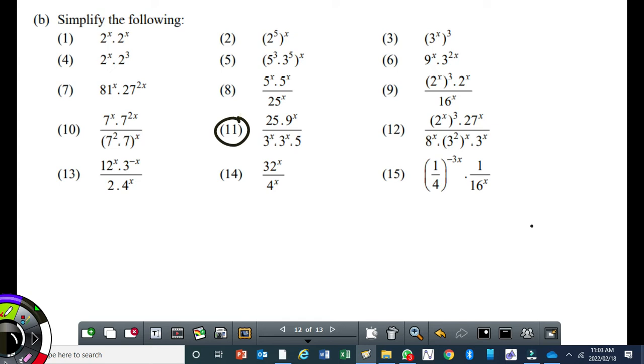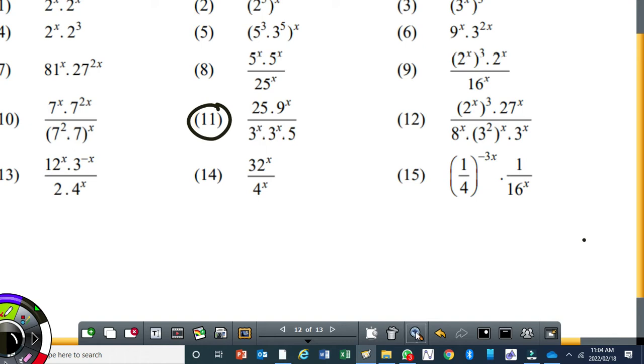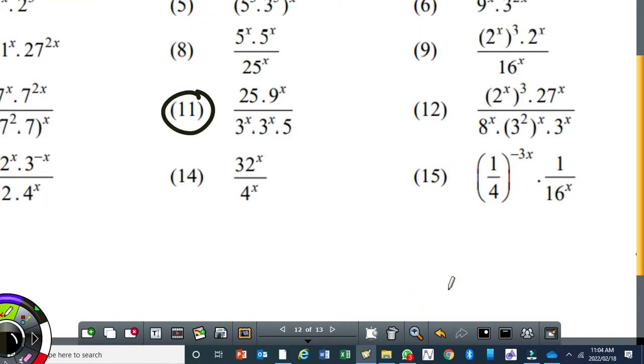What's the exponent of 9? Okay, let me increase the size so that you can see. It's x, but let me increase the size. The exponent for all of them is x, except the 25 and the 5.